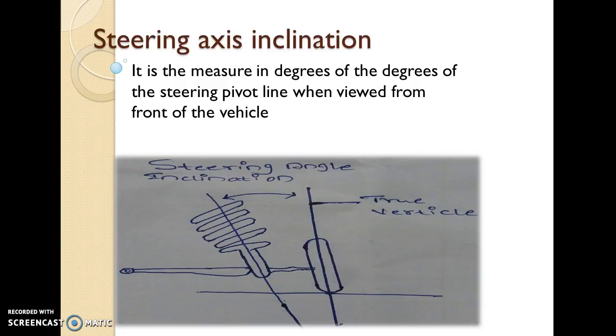The main cause for this steering axis inclination issue is bent parts. So again, if you can see this figure, this is the true vertical and this is the suspension setup. The condition here is that we have to be seeing it from the front of the vehicle to correctly measure it or to see it.